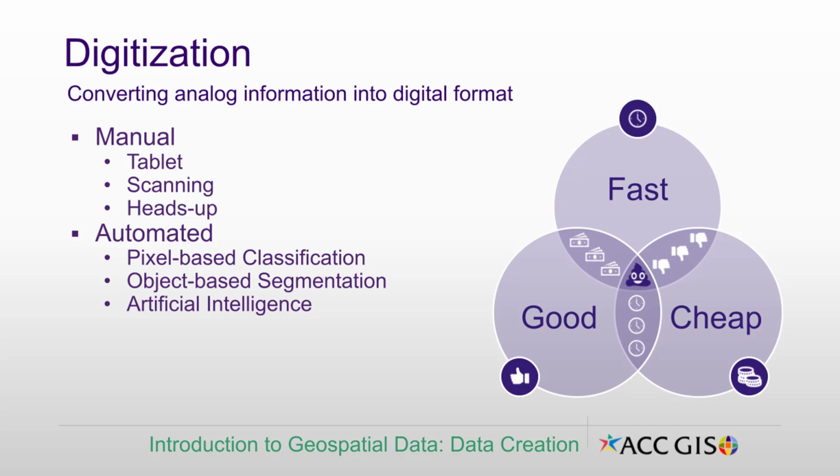Again, you can pick 2 of these 3 properties, but you can't have all 3. If you really want it good, fast, and cheap, what you're going to end up with is that poo emoji that you see in the middle of the Venn diagram.